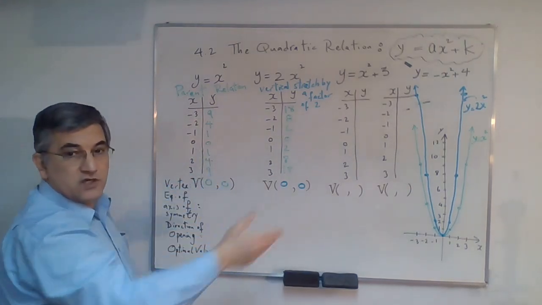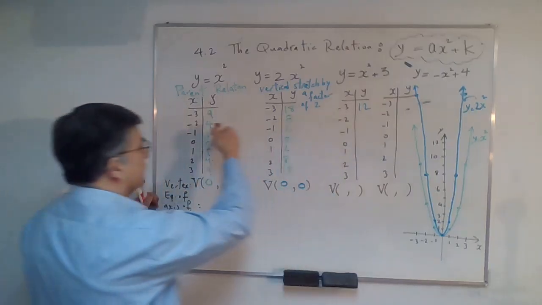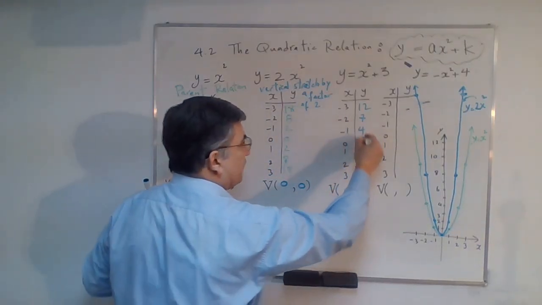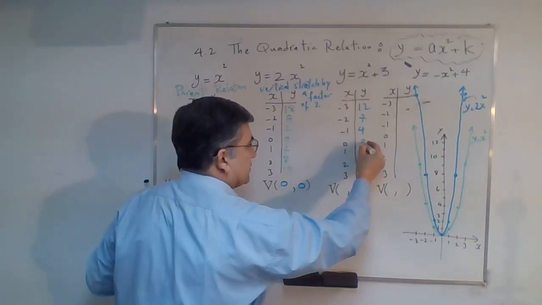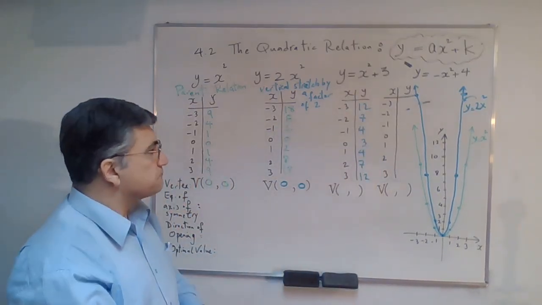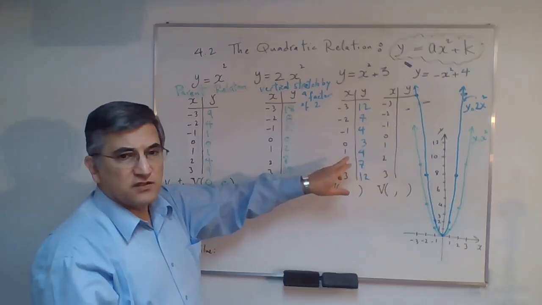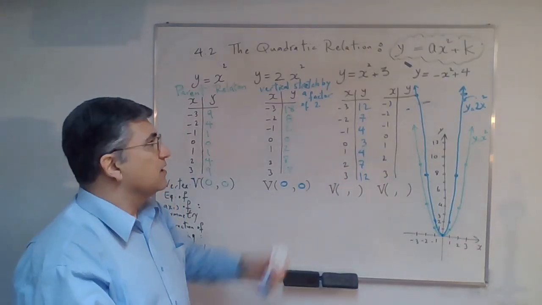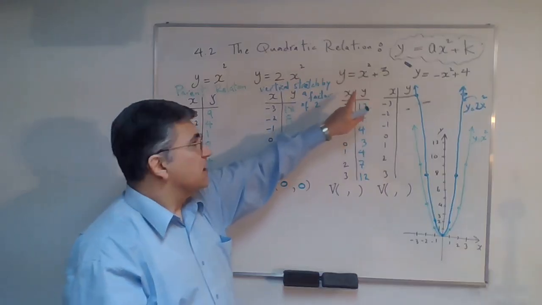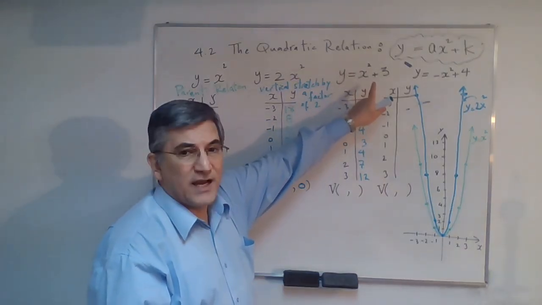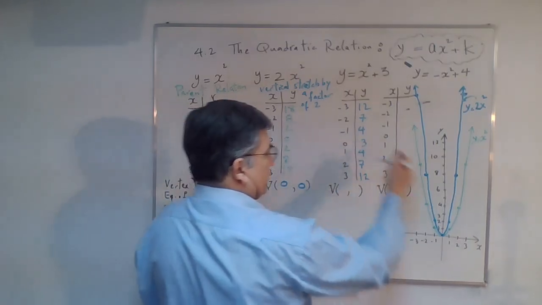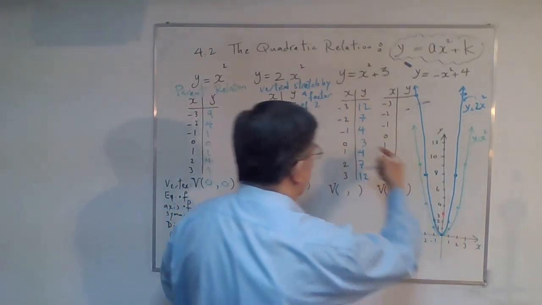So 9 plus 3 is 12. So that's the answer here. 4 plus 3 is 7. 1 plus 3 is going to be 4. 0 plus 3 is going to be 3, and so on and so forth. I fill in the column for the y. And now I just have to plot these new points for this new parabola, y equals x squared plus 3, to see what happens to a quadratic relation when you add a number such as 3 to x squared. Okay, so plotting the points, 0, 3, I start from here, 0, 3, and then we have 1 and 4.